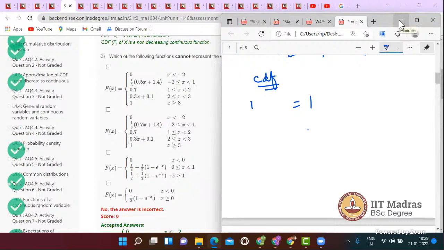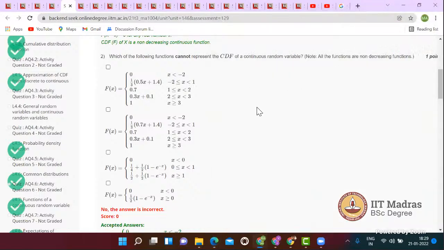Because a CDF would always have a value more than 1 if integrated. So you can put some values of x between -2 and 1, and 1 and 2, and check the value. Or the simple way is to differentiate for all the intervals, get the PDF, and then calculate the area, and it should be done. Okay, sir.